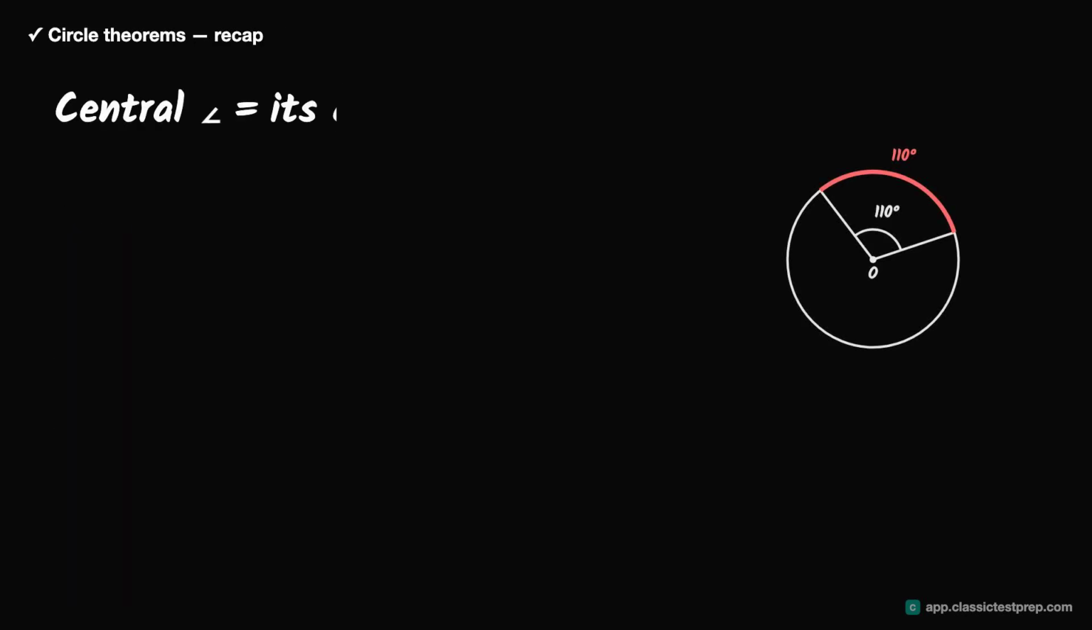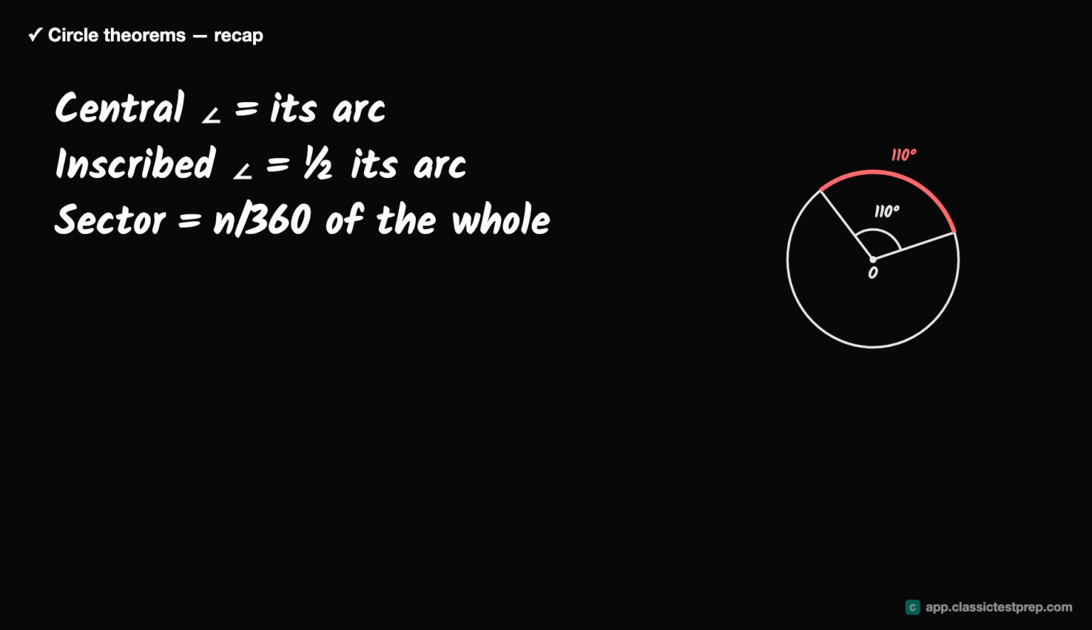Review. A central angle equals its arc measure. An inscribed angle is half its arc. A sector is a fraction of the whole, n over 360. And remember, sectors mean area, which uses pi r squared. Arc length is looking for the length of the outside curved arc. So we are using the circumference: n over 360 times the circumference, 2 pi r.